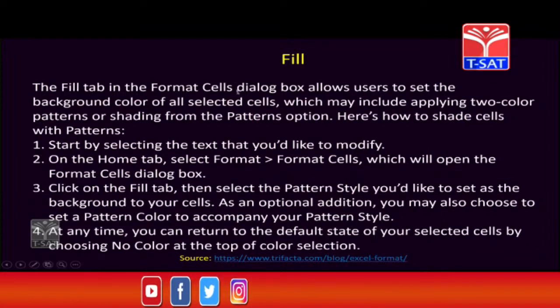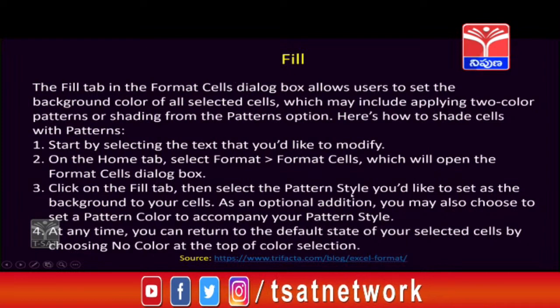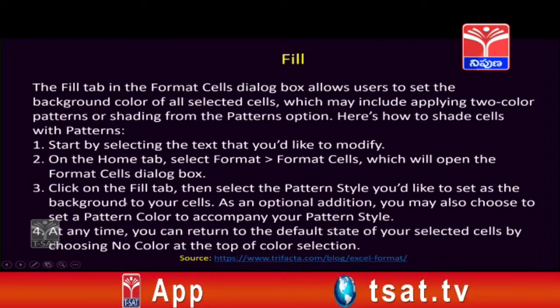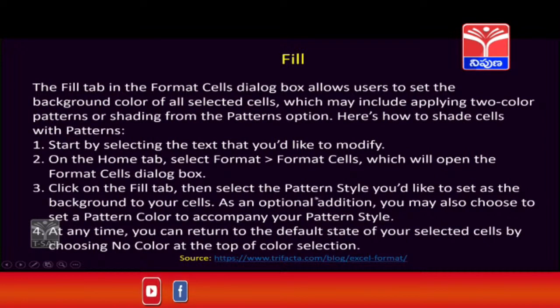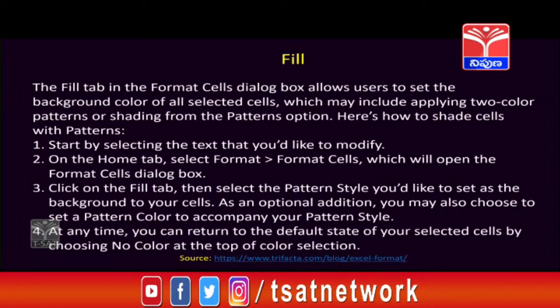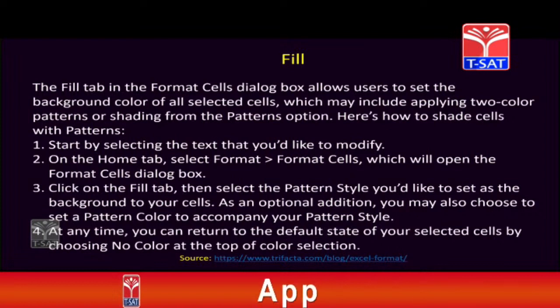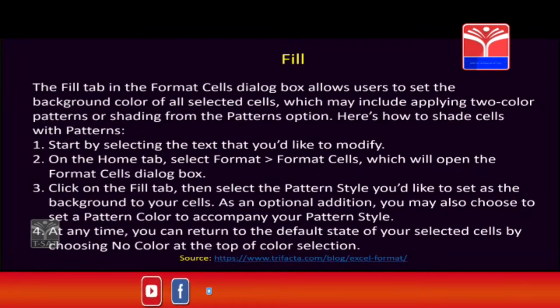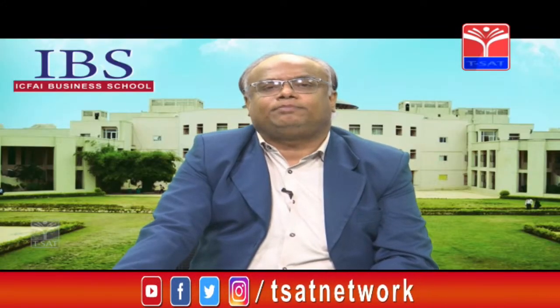For that, we again first open the Format Cells dialog box, then we click on the Fill tab. In our case, we can select the pattern style and find out what background we are supposed to use for our cells. As an additional option, we can also choose to set a pattern color to accompany our pattern style.